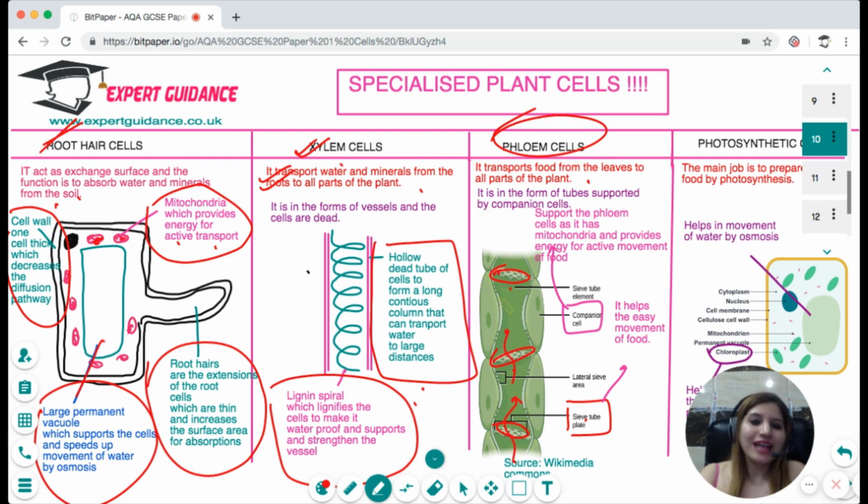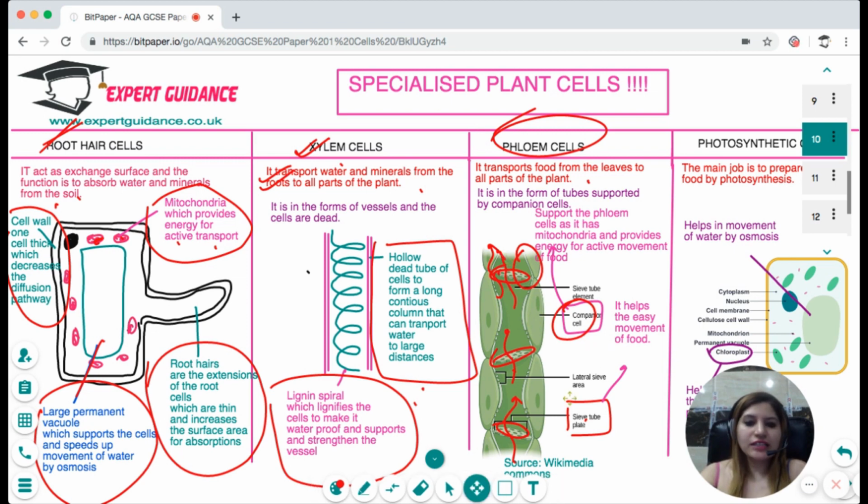Since the sieve tubes have lost the majority of their cell contents, they are supported by a special cell called the companion cell. It supports the phloem cell and provides the cell whatever they need. Especially they are rich in mitochondria, which makes a lot of energy for the sieve plates and sieve tubes so that they can transport food.